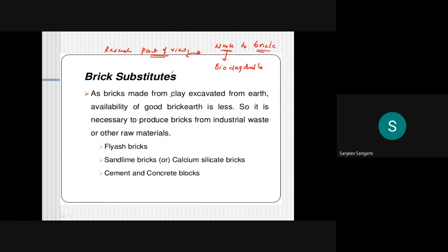Okay, this waste is not biodegradable. If it is biodegradable, then it can be used in a composting process, and further it can also be used as manure. But some of the industrial wastes are creating a lot of problems with respect to the environment.